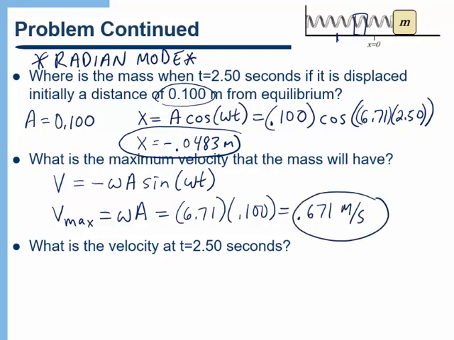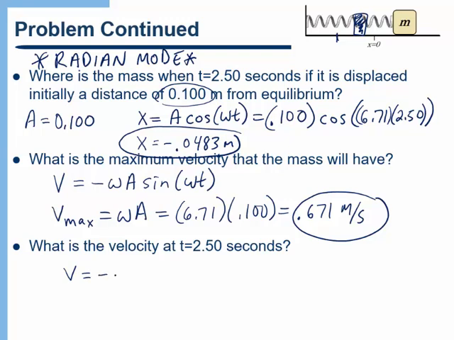Lastly, we're asked, what is the velocity at 2.5 seconds? Notice, by the way, so far we know the object is here, but we don't know if it's on its way back to equilibrium or if it's still on its way to its maximum negative displacement. Well, we'll find that out here.